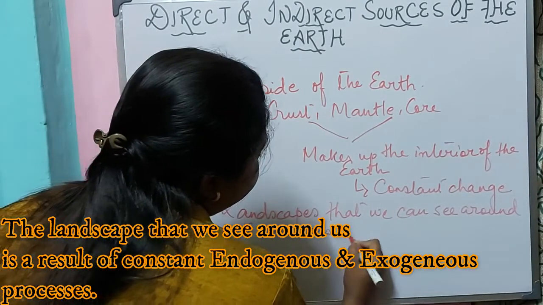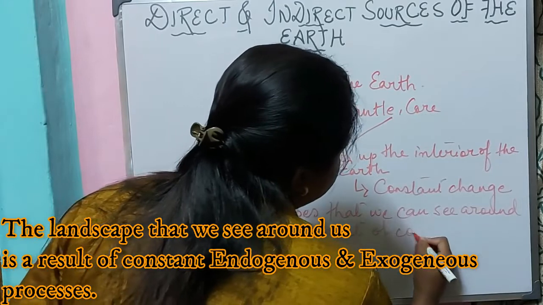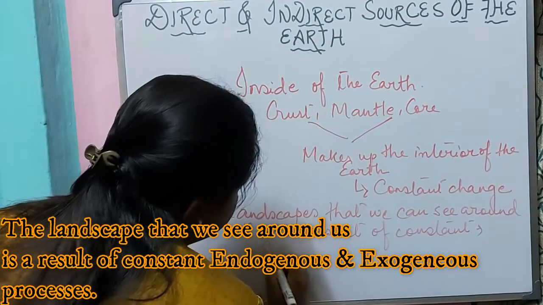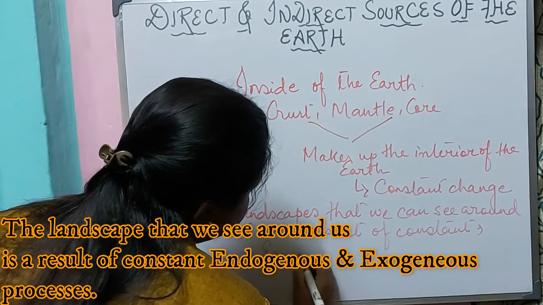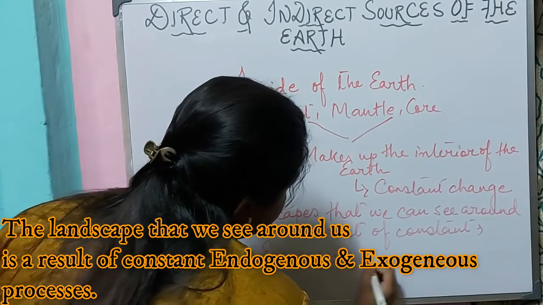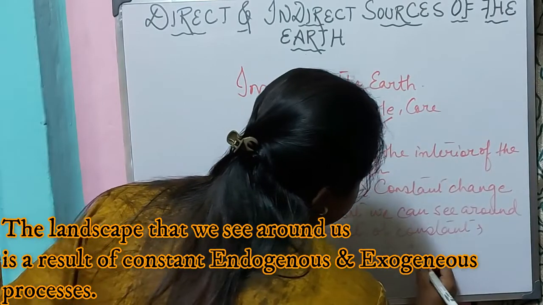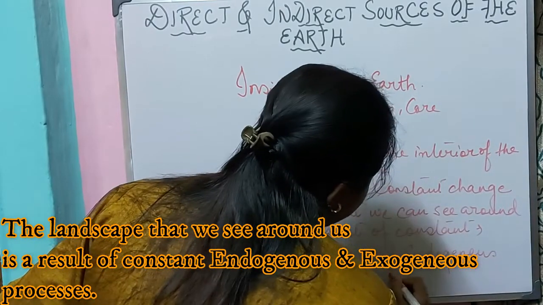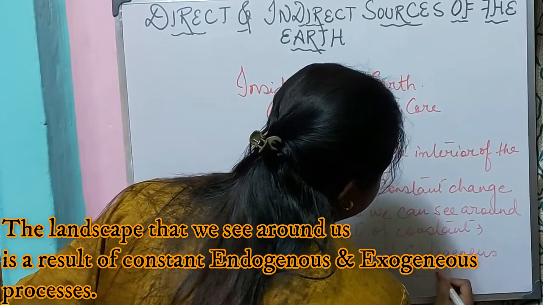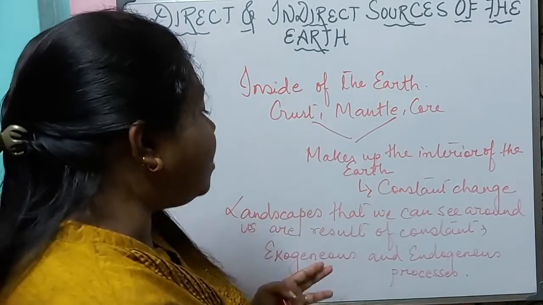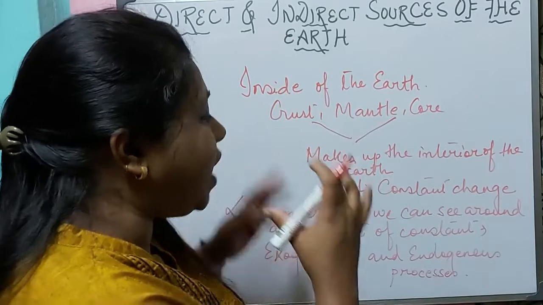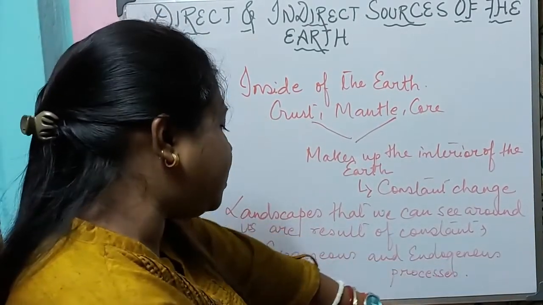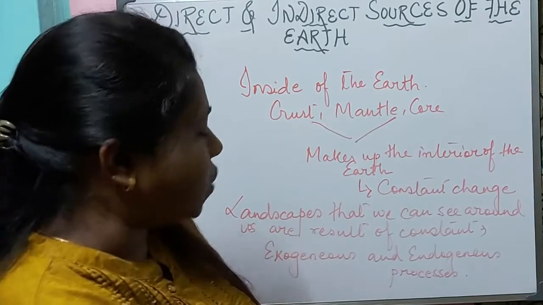These different landscapes that we can see around us are the result of constant exogenous and endogenous processes. So the landscape that we can see around us are the result of constant change or constant processes which are going on, that is endogenous processes and the exogenous processes.